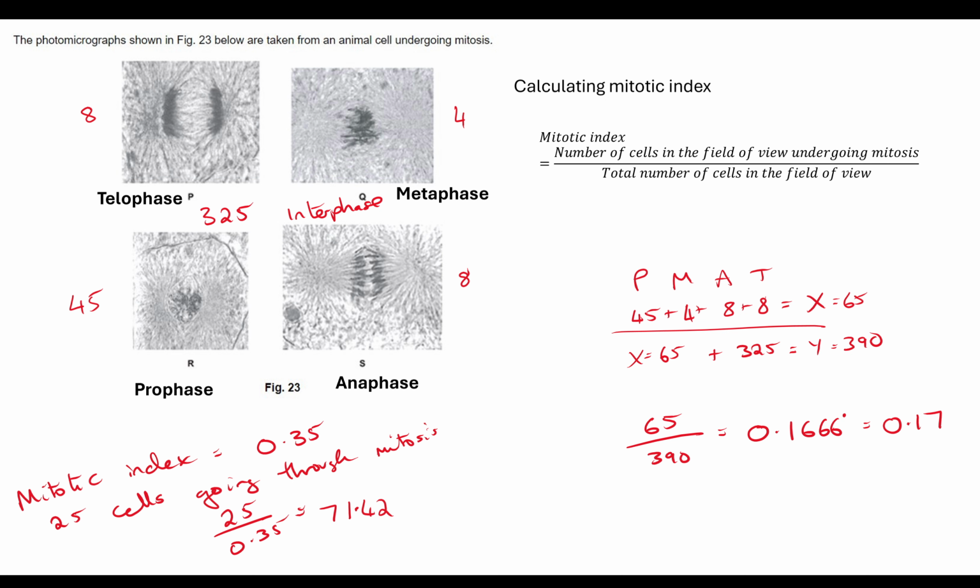So it's important that you understand that not only can you do it by looking at the information, they may do it to you in a roundabout way where they say your mitotic index is 0.35 and you have 25 cells going through mitosis. Therefore, what's the total number of cells? So you can rearrange the equation to work this out, and therefore that allows you to be able to apply the knowledge.